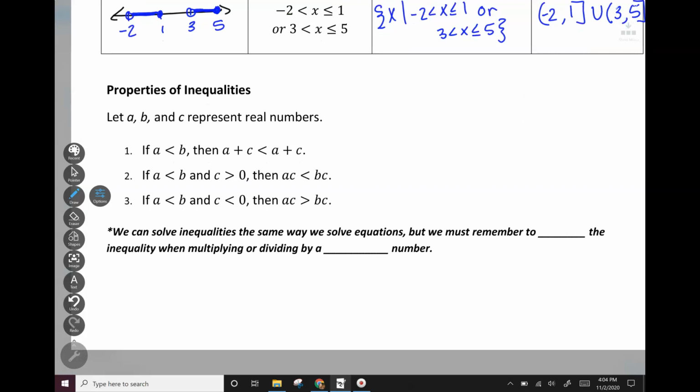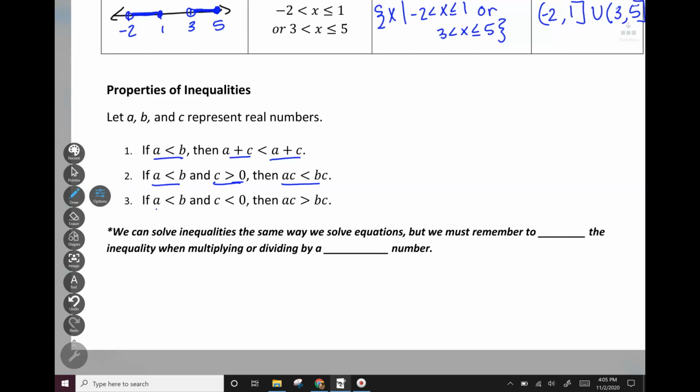All right, now let's get into solving some inequalities. So properties of inequalities. Let A, B, and C represent real numbers. Then if A is less than B, then A plus C is less than B plus C. So that's just saying you can add a number to both sides of the inequality and the inequality is still going to hold. Number 2, if A is less than B and C is greater than 0, so C has to be positive, then you can multiply by C on both sides and the inequality still holds.